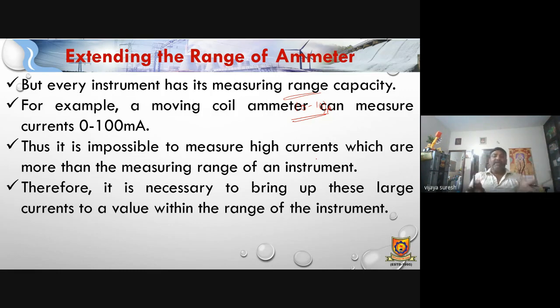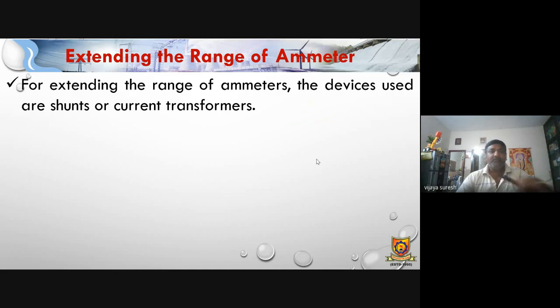Nothing but my meter is capable of receiving 10 amps of current. Okay, but I am giving 15 amps of input current. Then I should pass only 10 amps through the meter and the remaining 5 amps should pass through the bypass. Now, for extending the range of ammeters, we can use either a shunt or current transformers. We are going to discuss current transformers in detail in the next chapter, the second chapter.